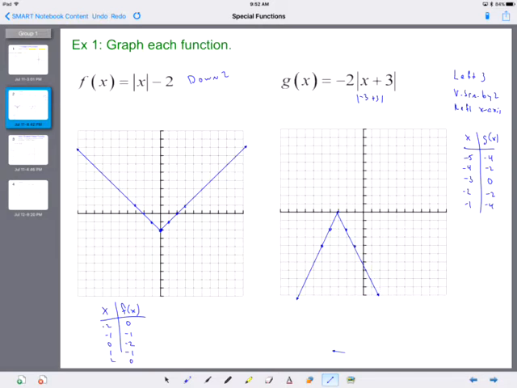And so there you go. And once again, when you're graphing these, I don't want just a sketch. You have the technology, you have everything that you need to make this as accurate as you possibly can. So that is the absolute value function.